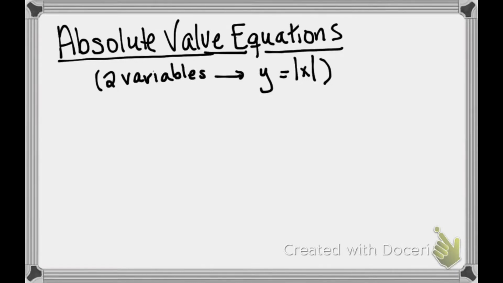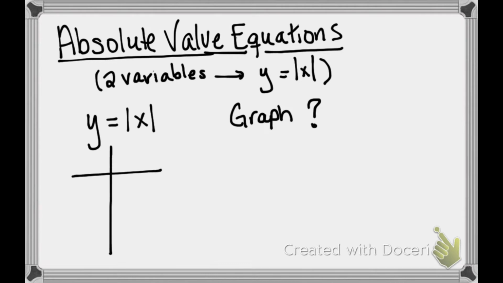We're going to look at absolute value equations, but not just the ones that we went over last time, but two variables, y equals the absolute value of x. So what if I said graph y equals absolute value of x? One of the easiest ways to do this is to do a t-chart and just plug in some values of x. I'll start from 0 and go to 3.